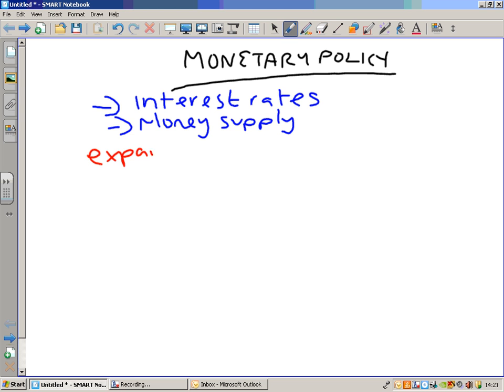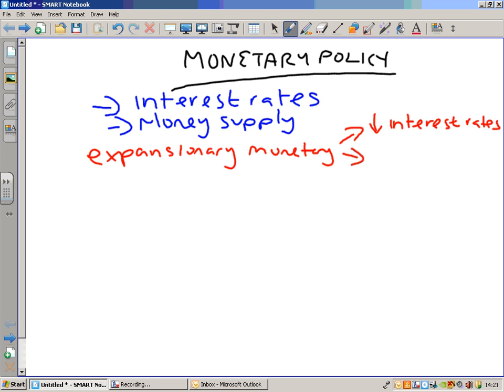We have expansionary monetary policy, which involves the Bank of England reducing interest rates and/or us looking to increase our money supply.